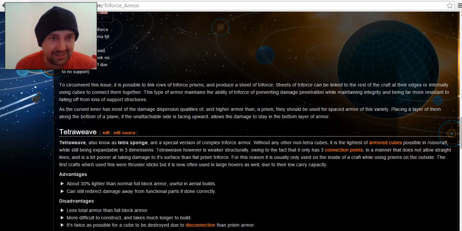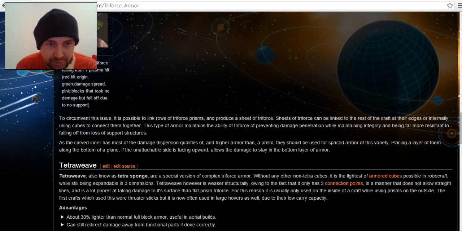To circumvent this issue, it is possible to link rows of Triforce prisms and produce a sheet of Triforce. The sheets of Triforce can be linked to the rest of the craft at their edges or internally using cubes to connect them together. Fine. On the edges and internally by cubes. Fine. This type of armor maintains the ability of Triforce of preventing damage penetration while maintaining integrity and being far more resistant to falling off and loss of support structures. Fine. So it means add more blocks.